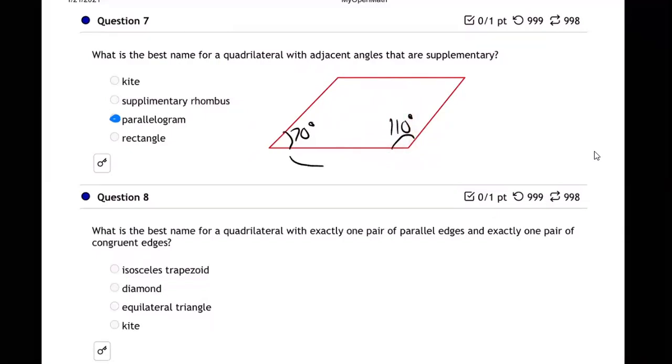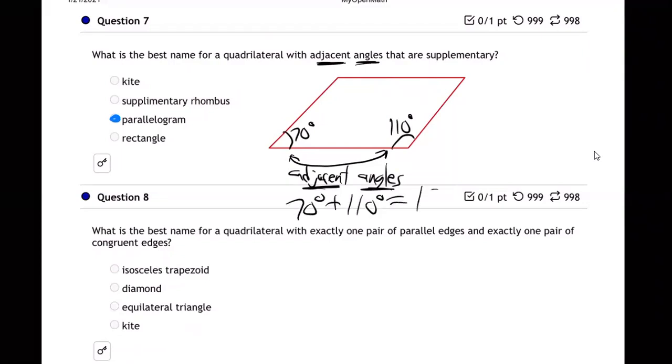Well, these are adjacent angles. Adjacent just means next to each other, like your neighbor lives adjacent to you. These are adjacent angles, that means angles next to each other. And notice what they add up to be. If you add them up, they make 180 degrees. And when two angles add to equal 180 degrees, we call that supplementary.